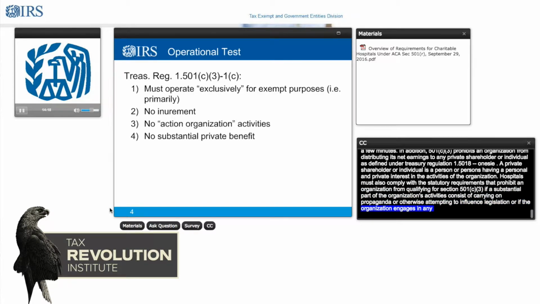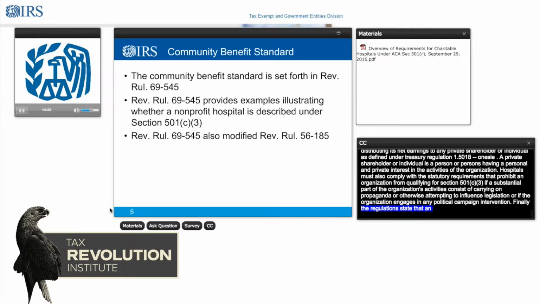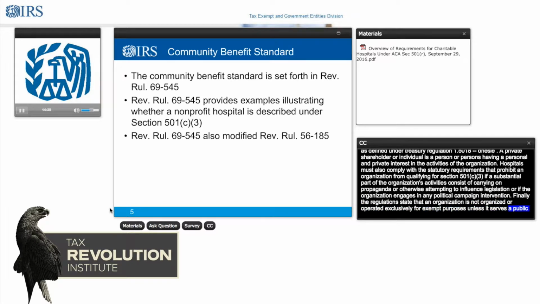Finally, the regulations state that an organization is not organized or operated exclusively for exempt purposes unless it serves a public rather than a private interest. And now, as I said a moment ago, we're going to talk about the Community Benefit Standard, and Cheryl is going to get us started with that.